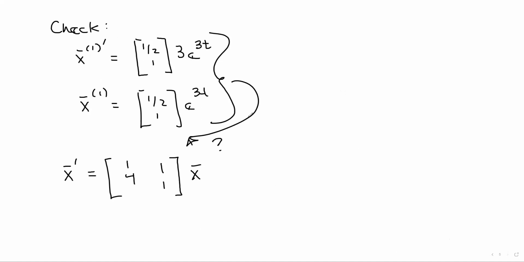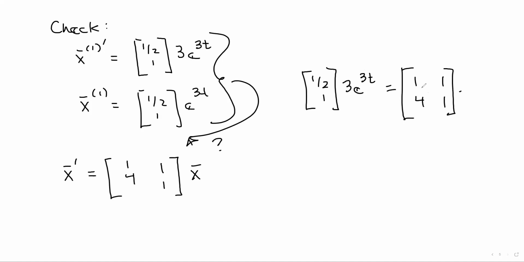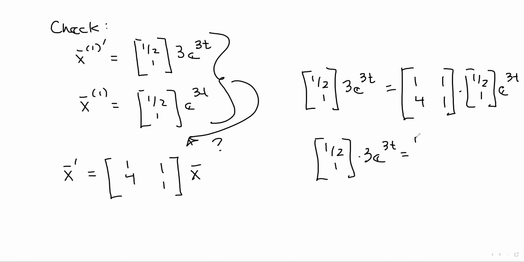So let's try it. All right, so we've got x prime is this, so we're going to have 1/2 1, 3e to the 3t, and then does that equal 1 1 4 1 times this, which is what x is. That's going to be times 1/2 1 e to the 3t. And we could multiply this out, 1/2 1 times 3 e to the 3t. And what's that going to equal?